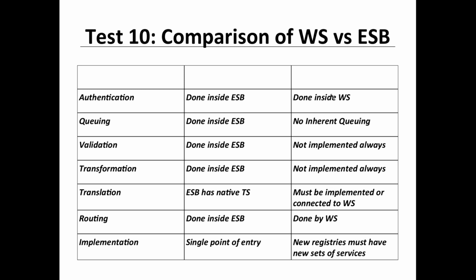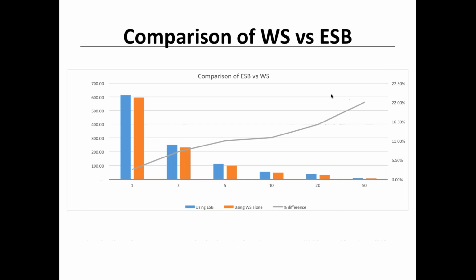For routing, it is done inside the ESB. Well, for the web service, it is also done inside the web service. For implementation, the ESB provides a single point of entry. On the other hand, if we continue using the PHIE Lite registry component, new registries must have a new set of services.